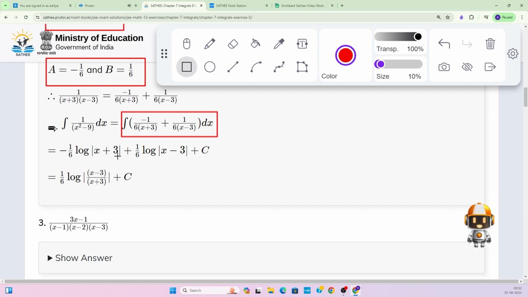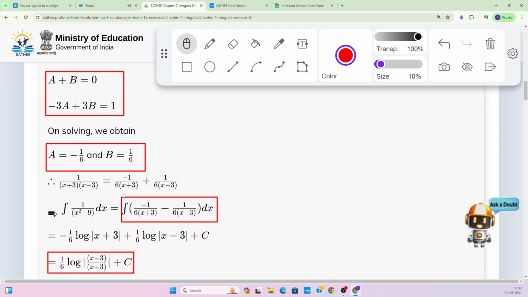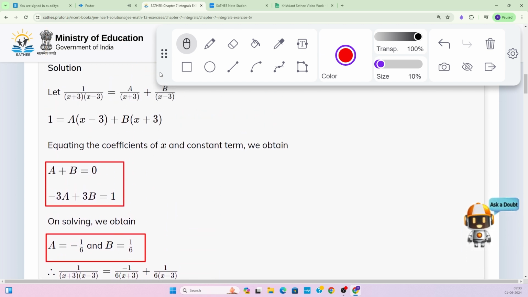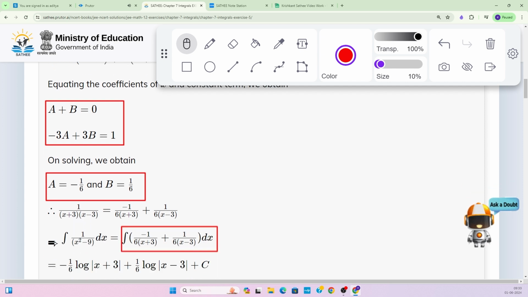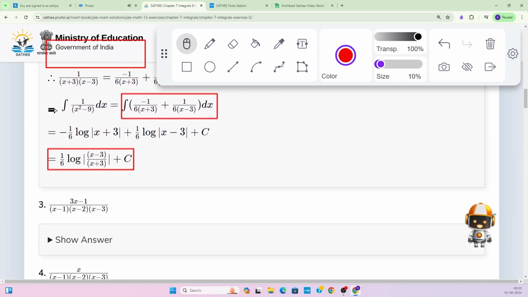Now using the logarithmic properties and also taking this 1 by 6 common, you will have 1 by 6 log of modulus of (x minus 3) divided by (x plus 3), plus some constant c. So your final answer will be this. I hope it is clear to you. What we are using again and again is just the form we are given, and we choose the respective transformation. That's it. Clear? Let us move to problem number 3.